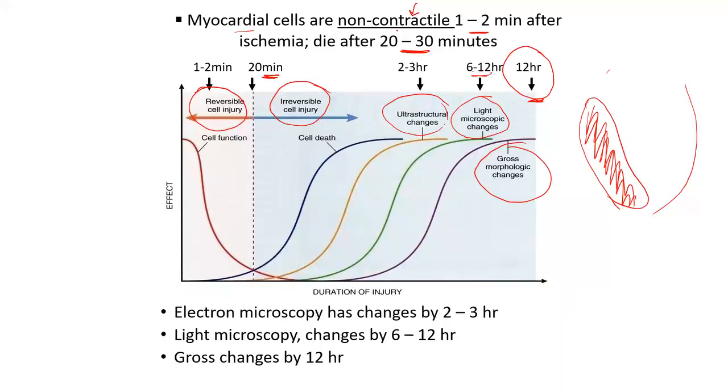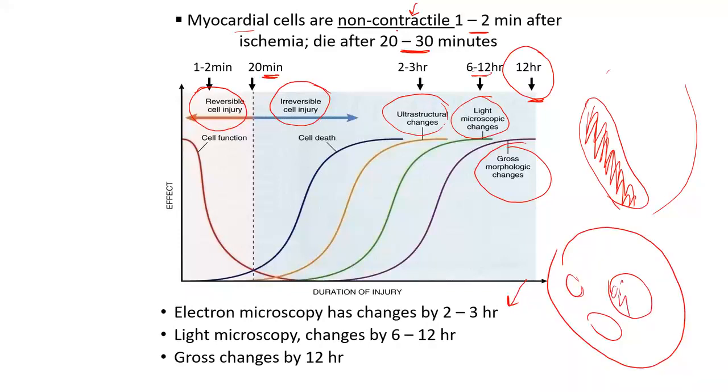So the electron microscopy changes will be by 2 to 3 hours at the level of the cell, at the level of the organelles, at the level of the nucleus, and then light microscopic changes will occur by 6 to 12 hours. When you take a section and you see the tissue, you are going to find changes in the tissue by the microscope, and then gross changes by 12 hours. You need 12 hours so that you can see by your naked eye part of the wall of the heart dead. So this means that functional changes appear at first, before morphological changes.